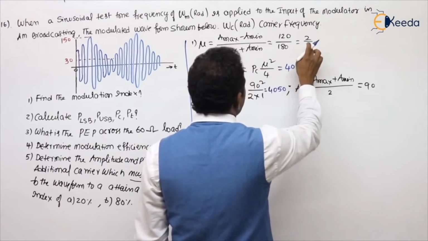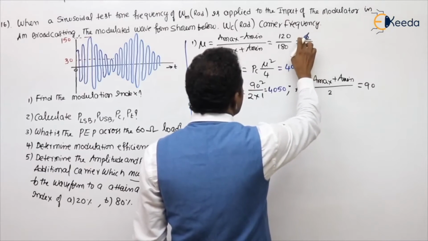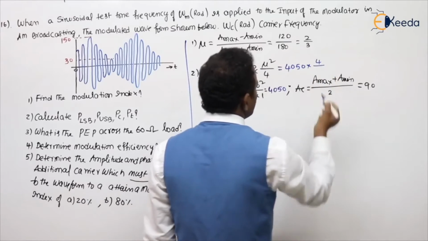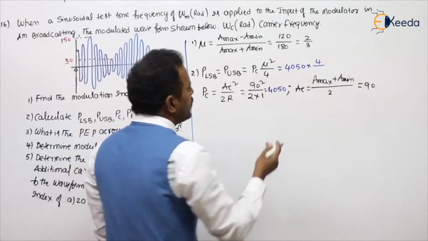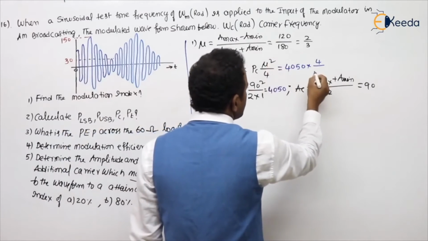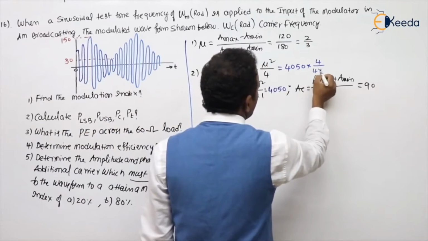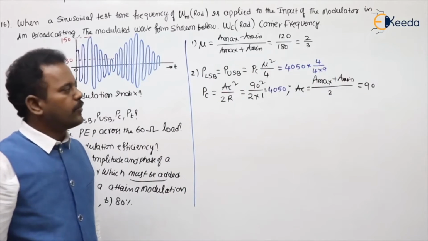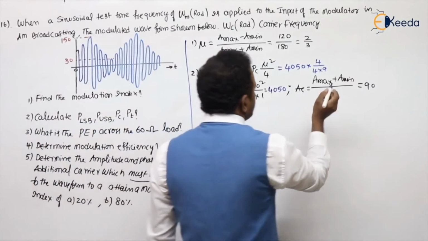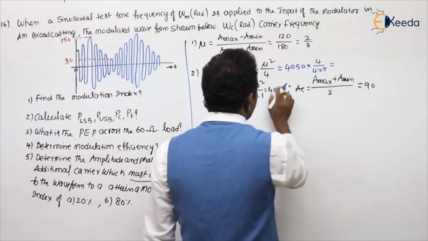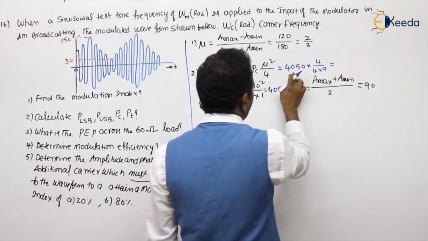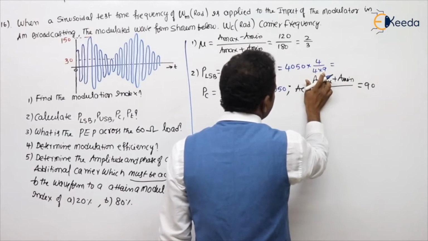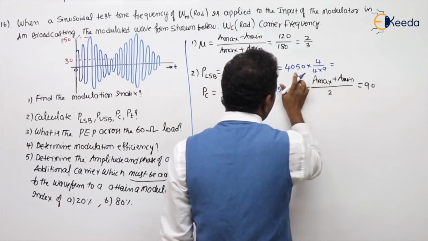Into mu square by 4. What is mu? Mu is 2 by 3. So 2 square is 4, and 3 square is 9. Already the denominator has 4 into 9. Are you following my point? Then directly, PC means AC square by 2R. Then the 4 cancels and we divide by 9.